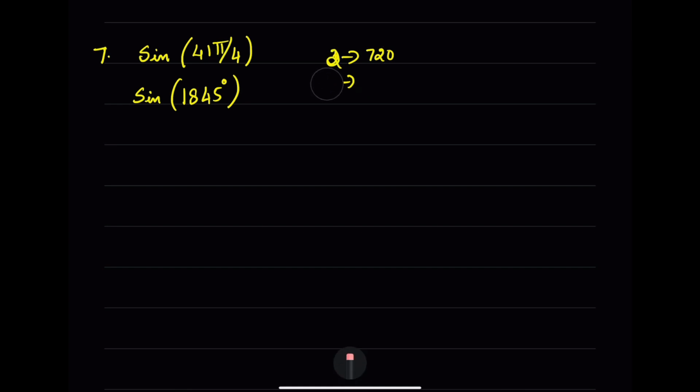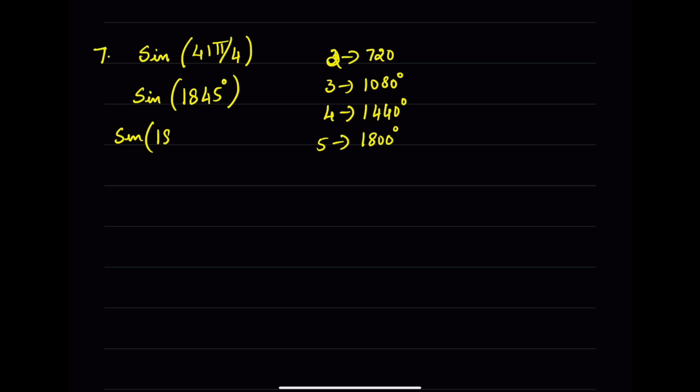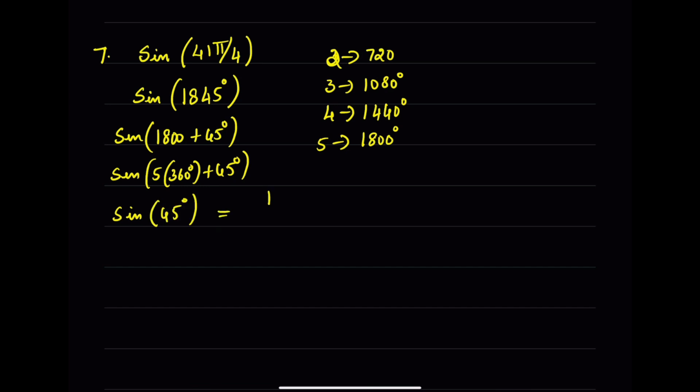So 3 rotations would be 1080 degrees. So 4 rotations is another 360, so this would be 1440 degrees. And 5 rotations would be 1800 degrees. So basically we can write this as sine of 1800 plus 45 degrees, which is nothing but sine of 5 times 360 plus 45, and since sine of 2 pi plus x is sin x, it is sine of 45 degrees, and the value is 1 by square root of 2. So this is the value of the 7th question.